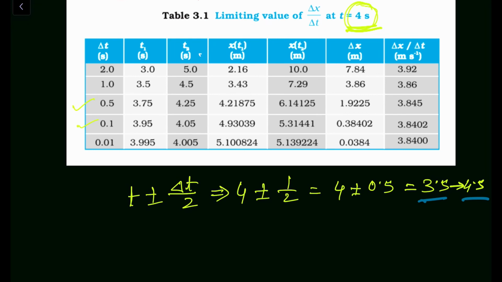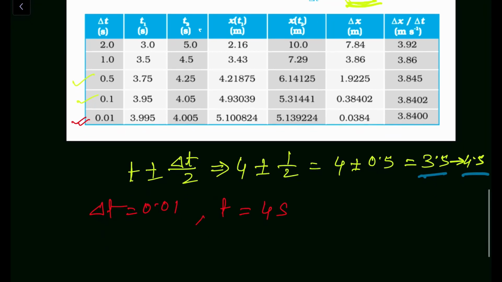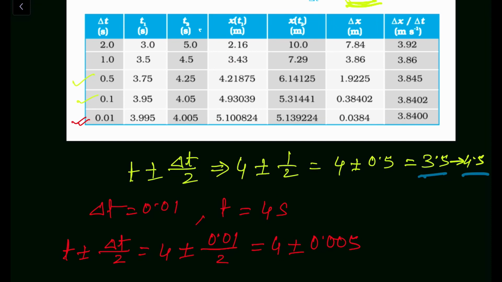Now let me consider the final case. In this case the time duration is a small quantity, 0.01, the 1/100th part of 1 second. So delta t is equal to 0.01. T is already given, 4 seconds, and we have to find the instantaneous velocity. What will be the duration? T plus minus delta t divided by 2. T is 4 seconds plus minus 0.01 divided by 2, that is 0.005. We have 3.995 to 4.005. If it is a plus, then this is the value; if it is a minus, then this is the value. So this is the duration.